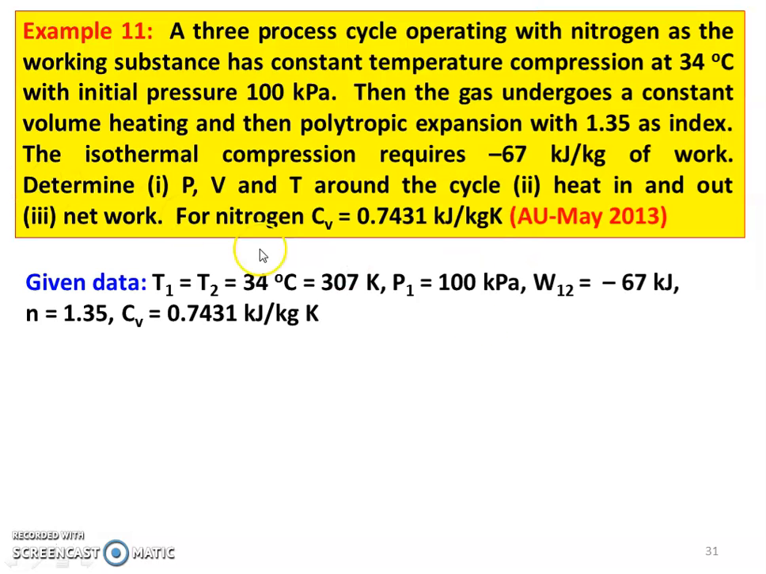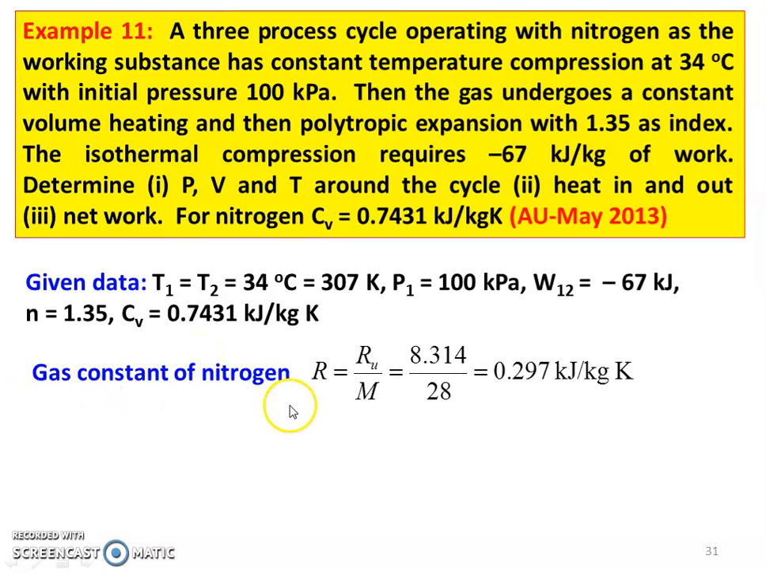So first, we have to write down the given data. T1 equal to T2 equal to 34 degrees Celsius, which is 304 Kelvin. P1 equal to 100 kilopascal. W12 for isothermal process, minus 67 kilojoules. n equal to 1.35. Cv equal to 0.7431 kilojoules per kilogram Kelvin.